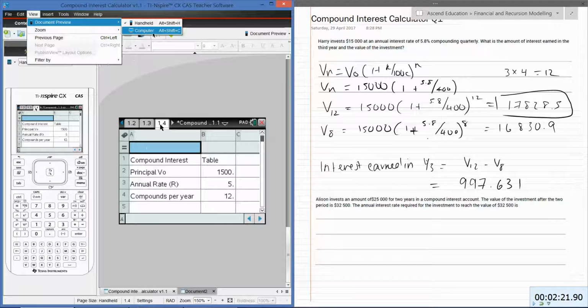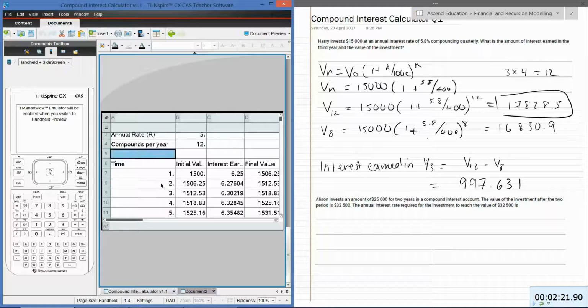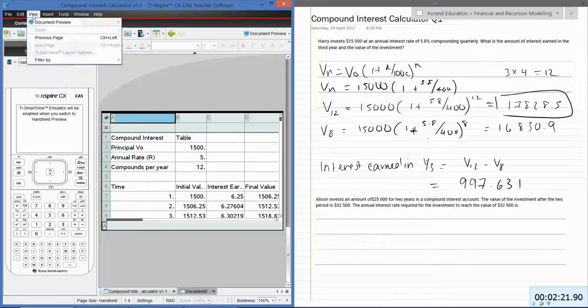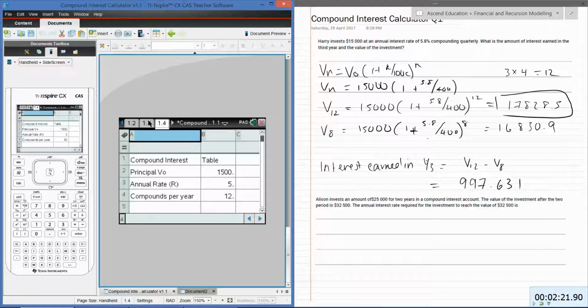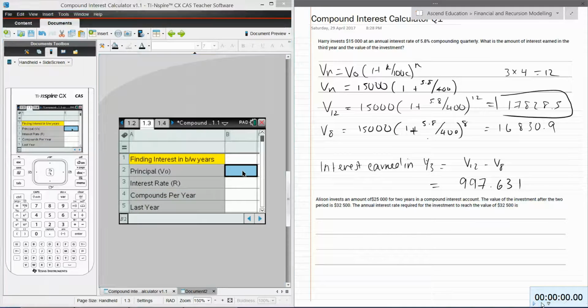That shows us, if I open up the computer model, the initial value, the interest earned, and then the final value. So if you had to do this for your SAC, you'll just use this and it will automatically generate it for you. Okay, so let's go back to the handheld model. We're going to go to page 1.3. We're trying to find the interest between years. So let's restart it and see how long it takes.